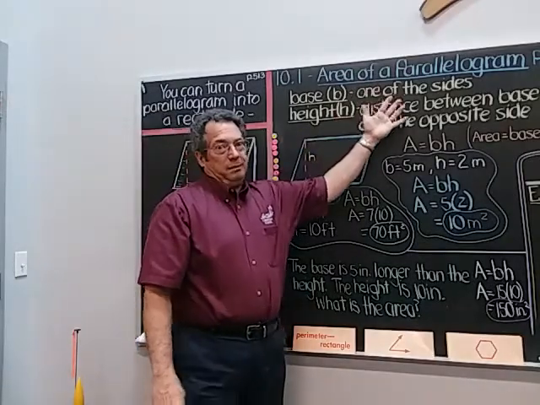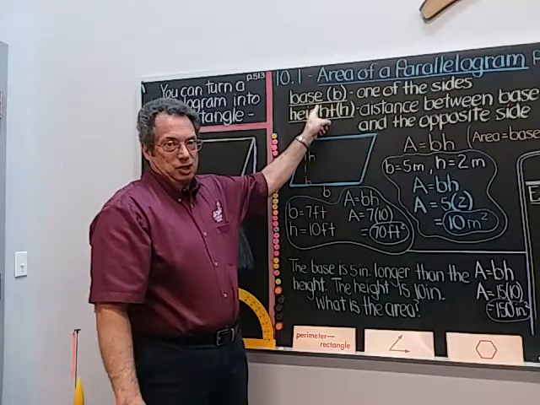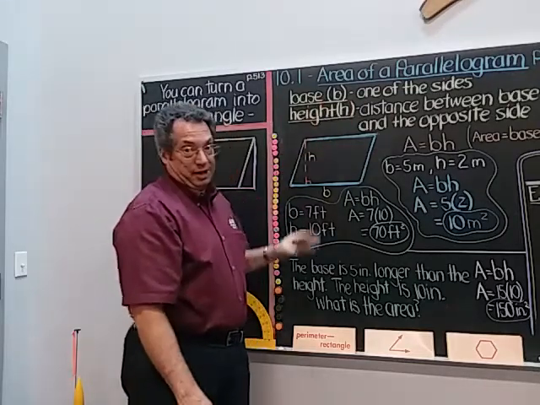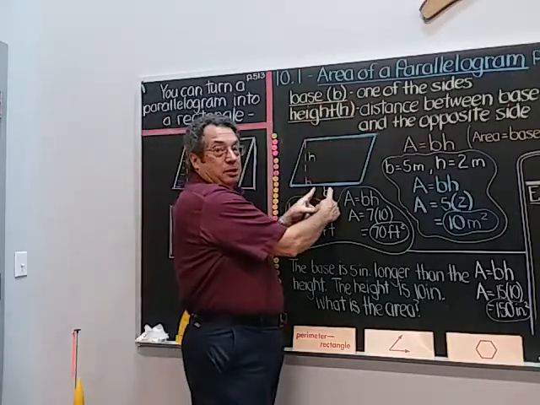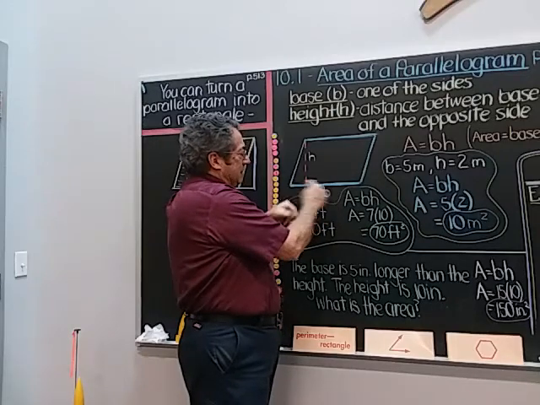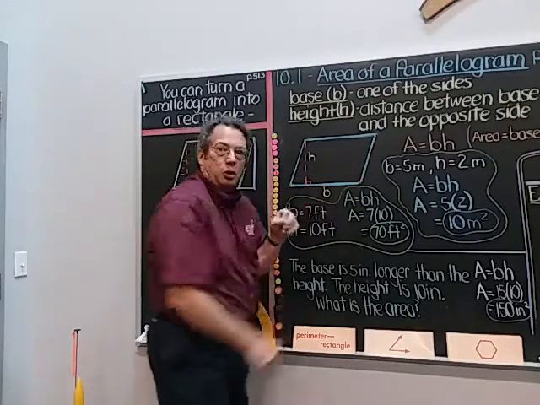First of all, to find the area of a parallelogram, you have to know what the base is. Now the base is just one of the sides. I chose this one down here in the bottom of this parallelogram, so I called that B. That's the base, from here to here. That length is called the base.